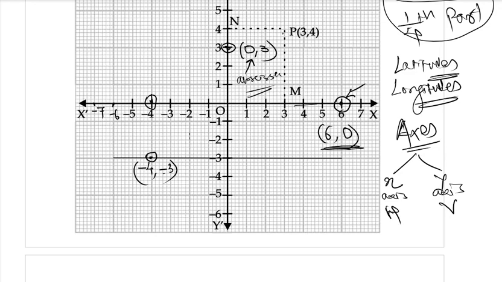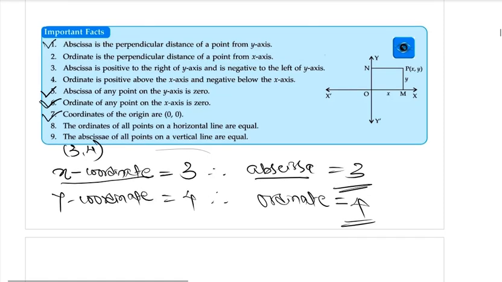Suppose I take this point. What is the x coordinate of this point? 2. Right? What is the y coordinate of this point? -3. So if you take any horizontal line, all the points on it will have the same ordinate. Ordinate means y coordinate. -3, -3. Wherever you draw a horizontal line, whatever ordinate you get will always be the same. So that is point number 8.